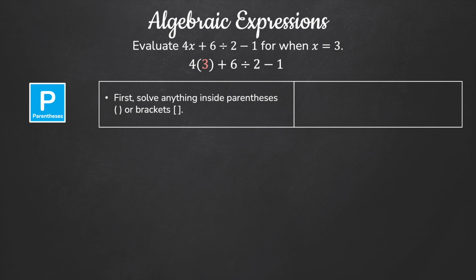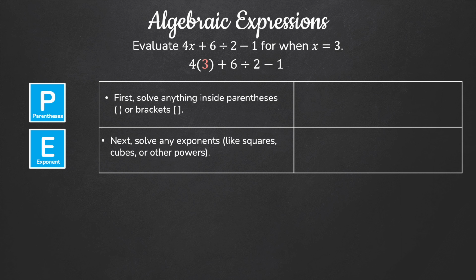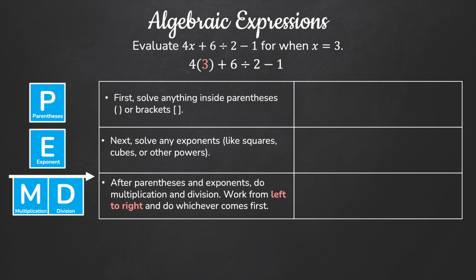And within the parentheses, because we have nothing to simplify, we're going to go ahead and move on to E for exponent. And in this case, we don't have any exponents, so we're going to move on to multiplication and division. So after the parentheses and exponents, we're going to do anything with multiplication or division from left to right. It doesn't matter which one comes first, as long as we work from left to right.